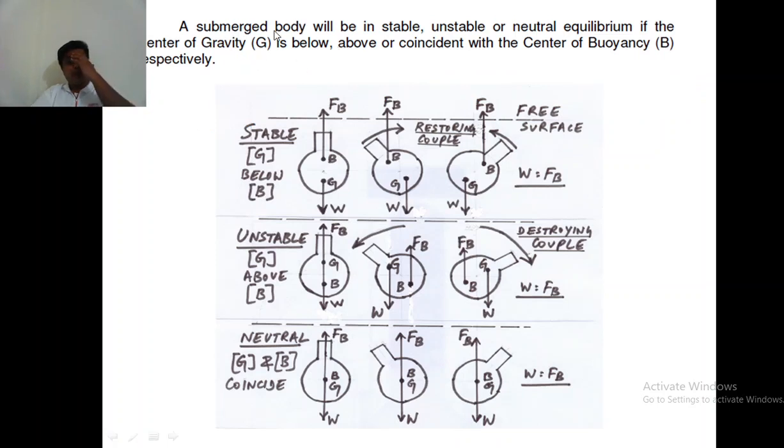So a submerged body will be in three kinds of equilibrium: stable. Just now we saw that. This is unstable when B is below G. And it is neutral when both are in the same point. So you should be very careful while designing submerged bodies.